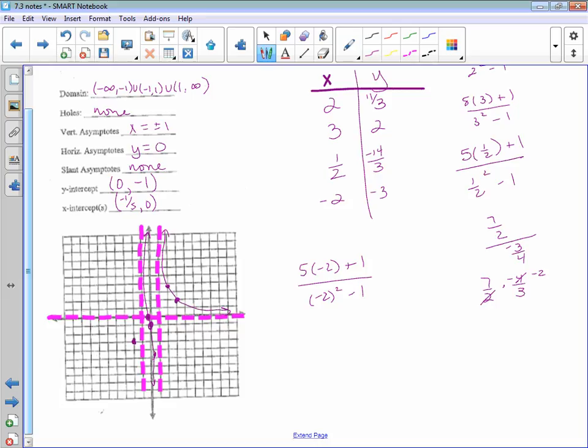All right. What other one do you want to plug in? Negative 3. Okay. Whoops, that's a minus 1. So negative 15 plus 1, that's negative 14 over 8. So negative 14 over 8, that's what? Negative 7 over 4. Almost negative 2. Okay, you're catching on.